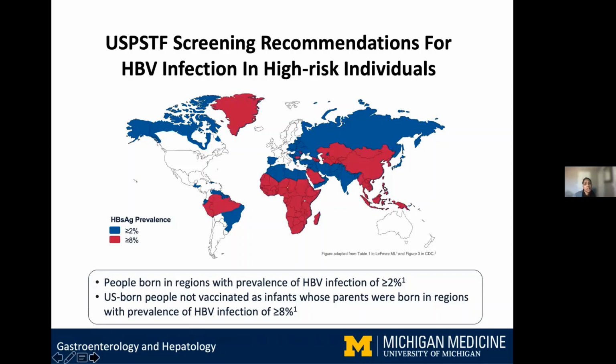So the US Preventative Services Task Force recommends screening for high-risk persons, so people born in regions where the prevalence of Hep B infection is greater than or equal to 2%. So that's anything in color here. So if you're born in one of those regions, you should get tested at least once in your lifetime. And then US-born persons not vaccinated as infants whose parents were born in regions with a high prevalence, so greater than or equal to 8%. So any place if you had a parent born in red here.